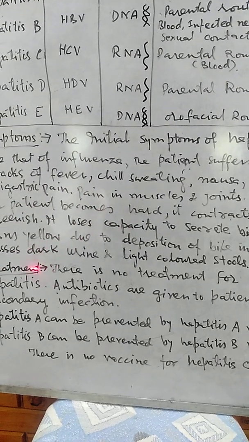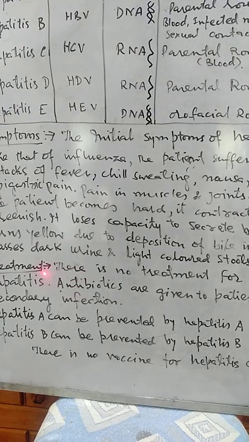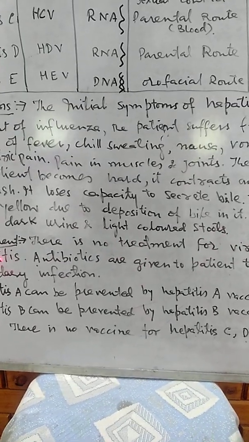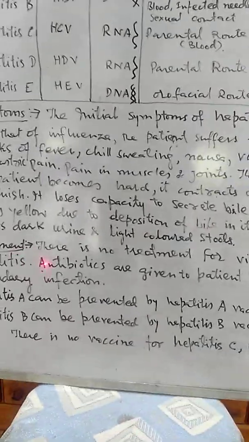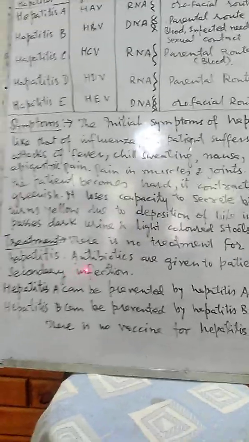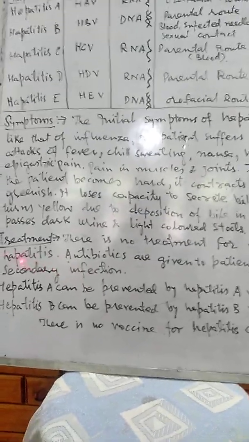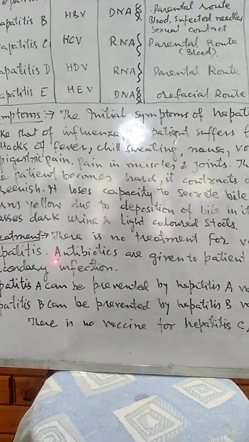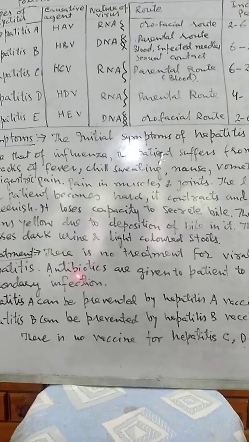Now, what is the treatment of hepatitis? There is no treatment for viral hepatitis. Antibiotics are given to the patient to prevent secondary infection. A patient who catches hepatitis is first given antibiotics, and some medicines have also been discovered and made.